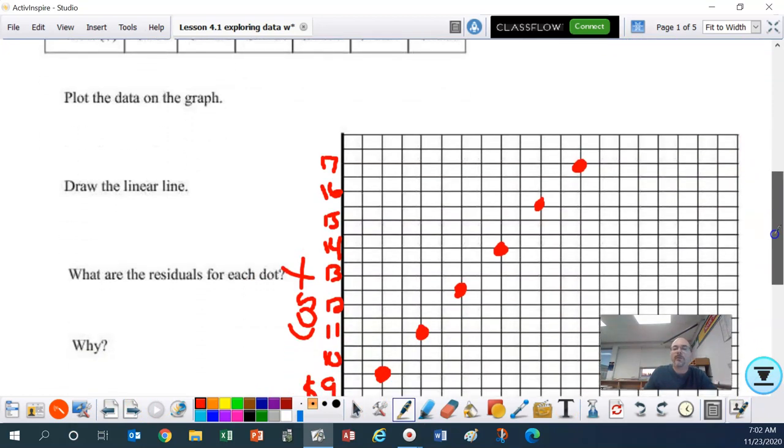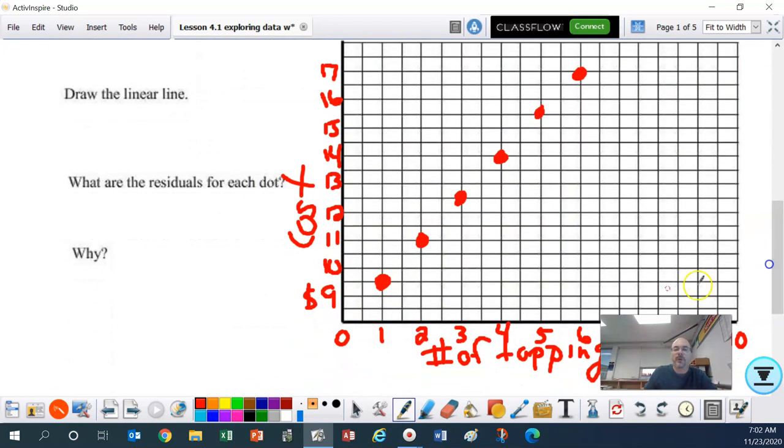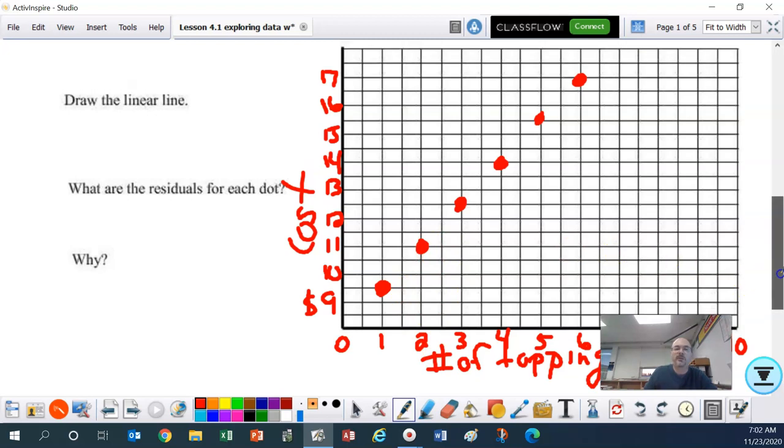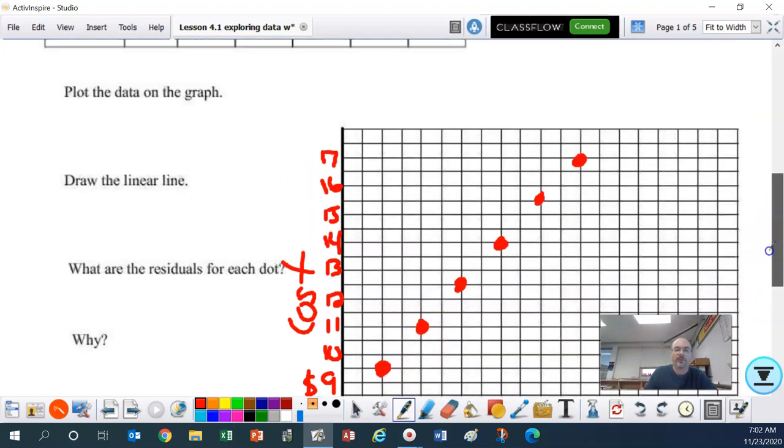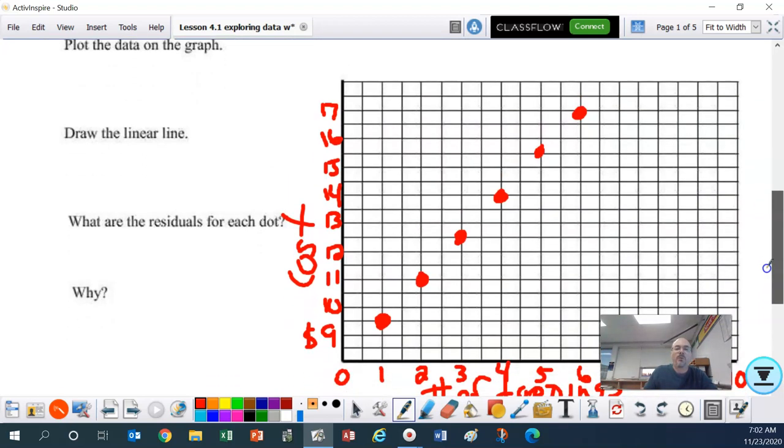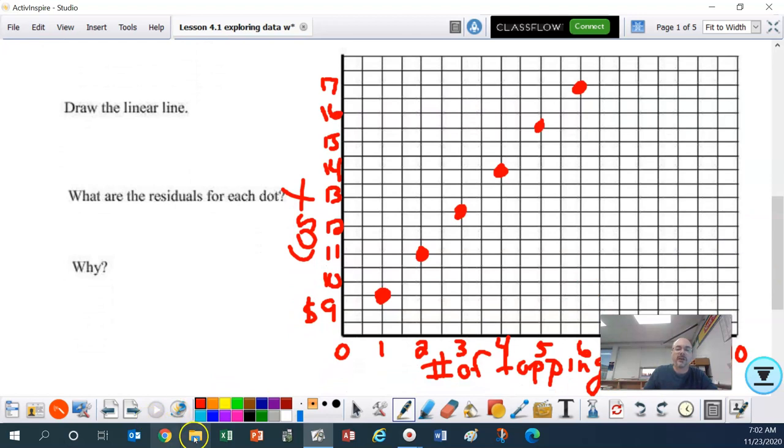And if you remember, this one is perfectly linear. One topping is going to cost $9.50. Two toppings is going to cost $11, and so on. And this one turns out to be perfectly linear. So now the question is, if it's perfectly linear, then that line of best fit is going to go right through the dots, just like that.